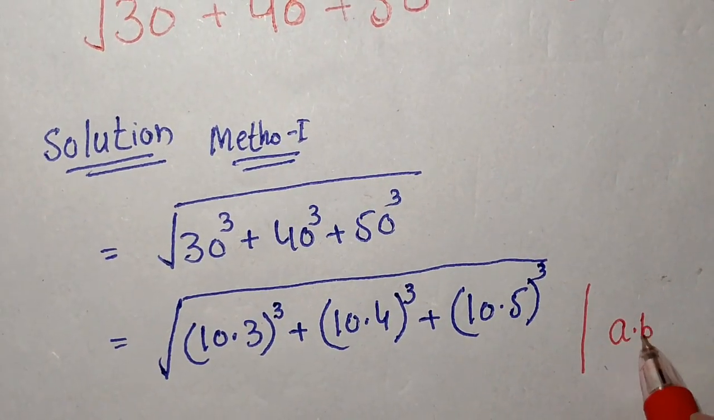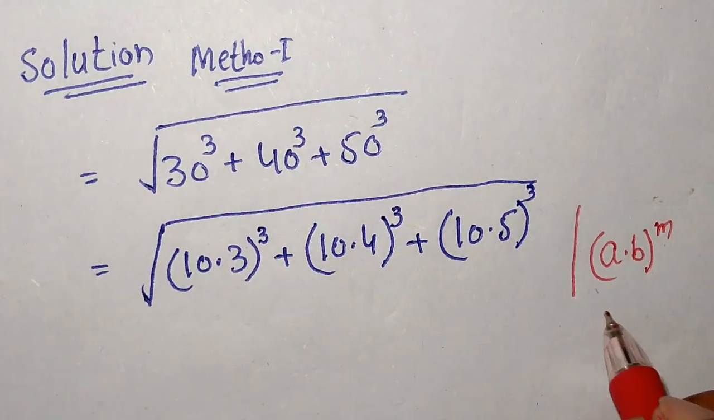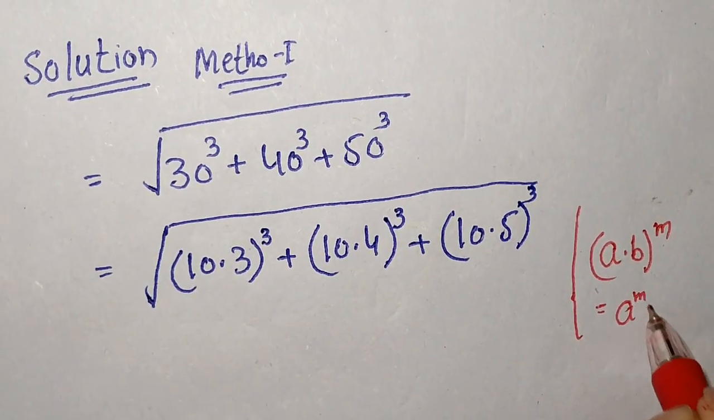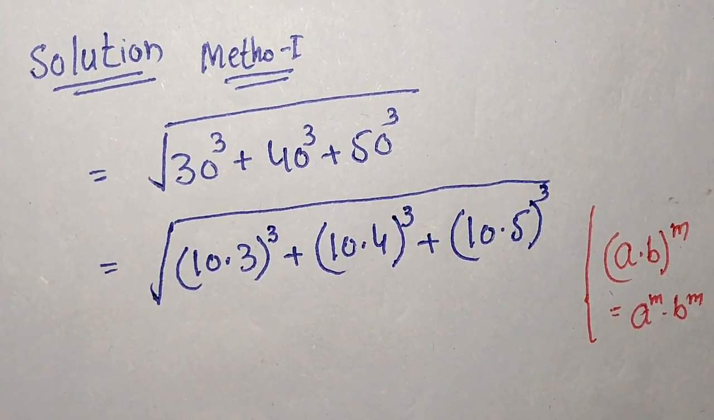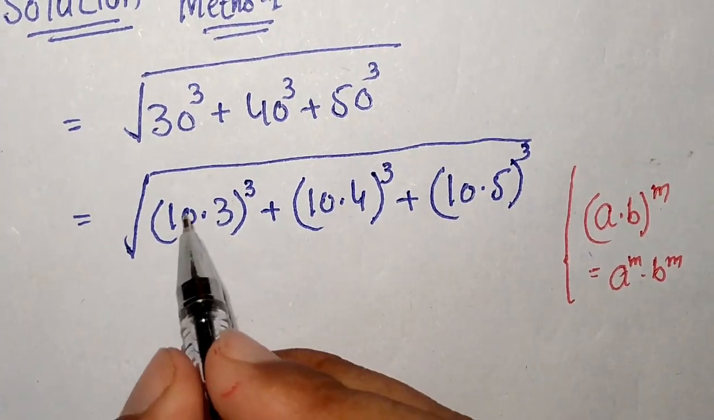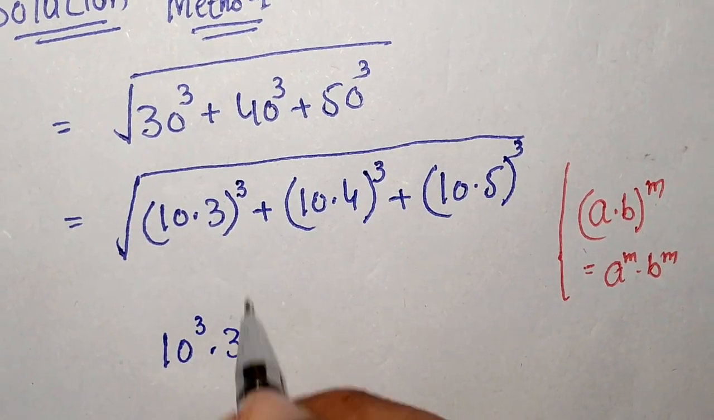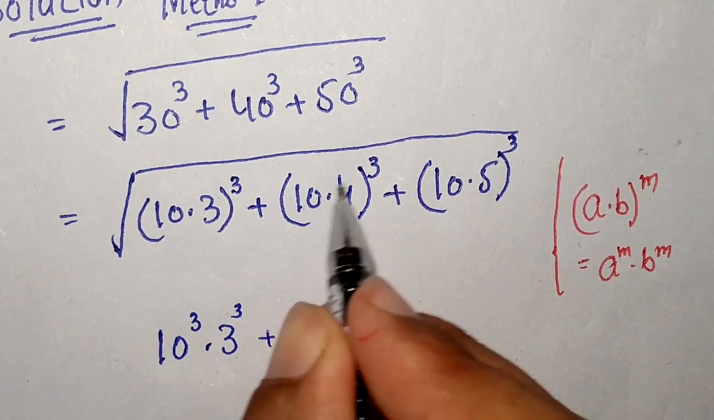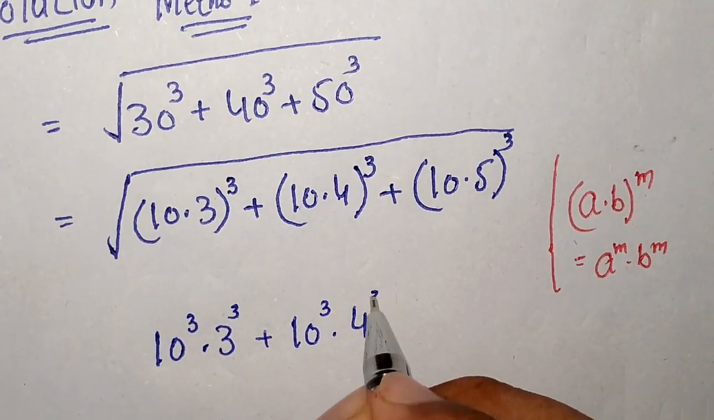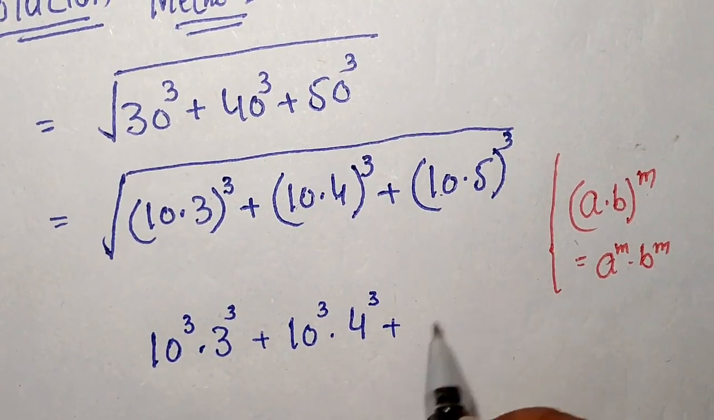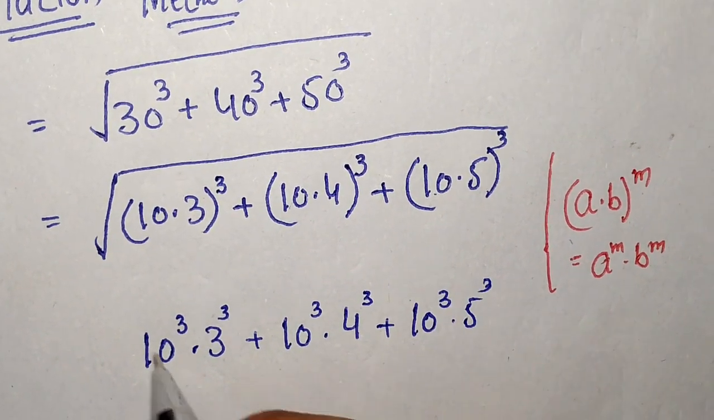Now in the next step, we know that a times b to the whole power of m is equal to a to the power of m times b to the power of m. So to apply this condition, this will become 10 to the power of 3 times 3 to the power of 3, plus 10 to the power of 3 times 4 to the power of 3, plus 10 to the power of 3 times 5 to the power of 3, and square root.